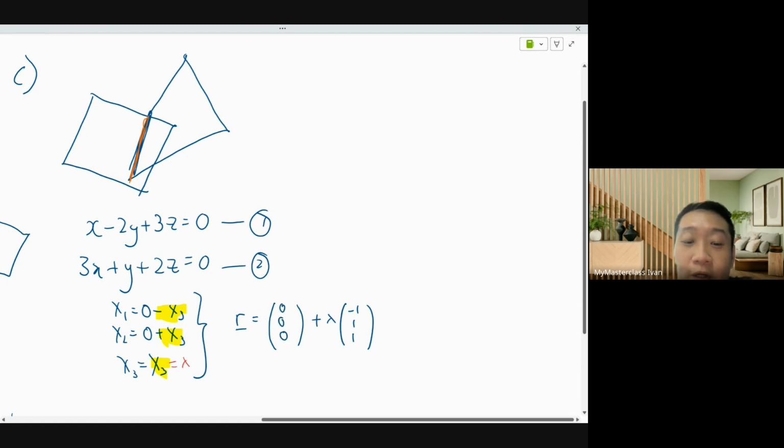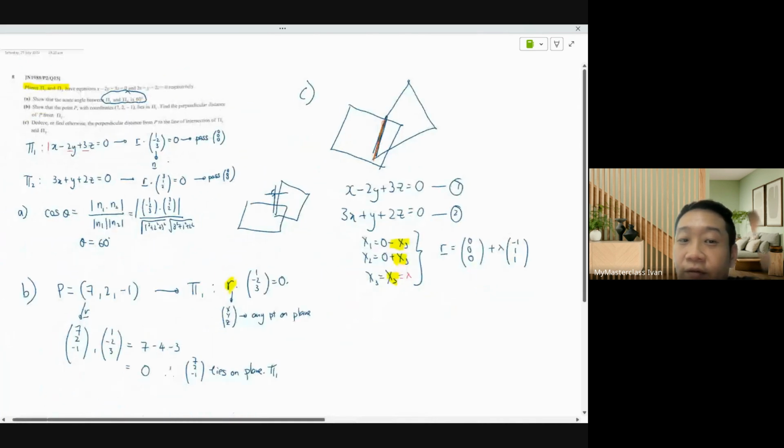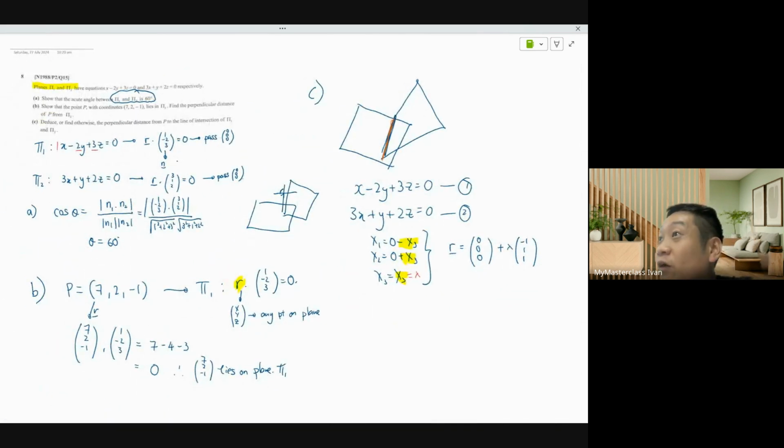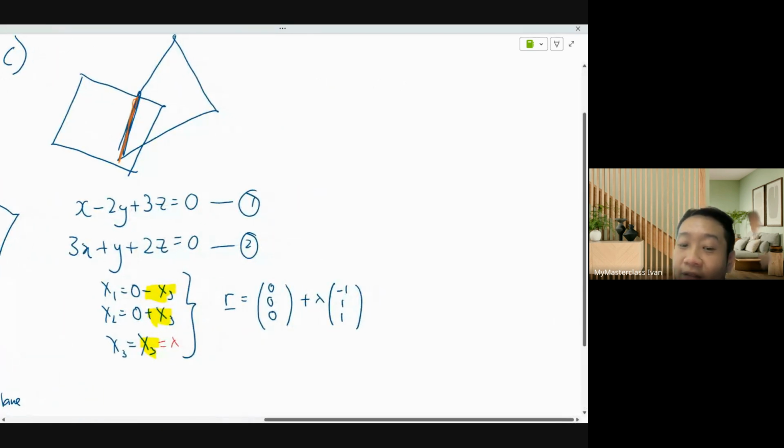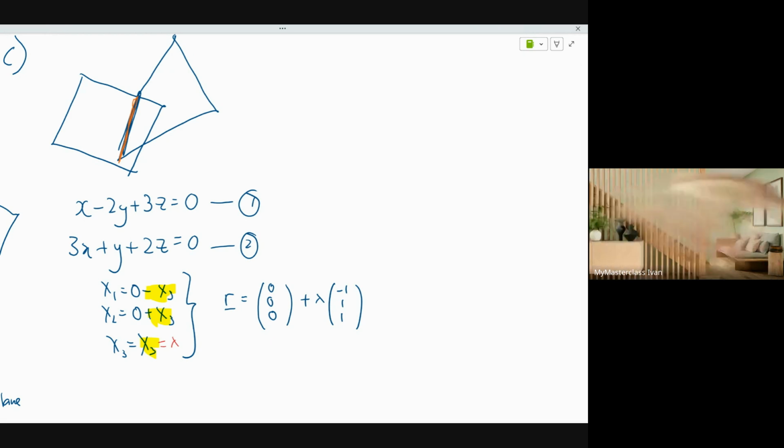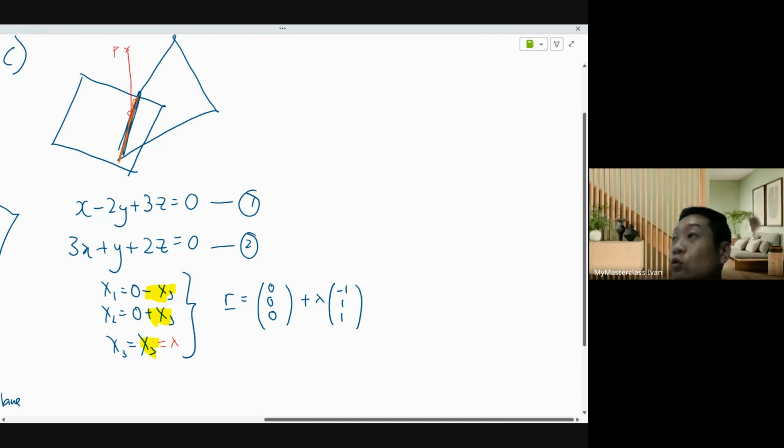0, 0, 0. Because at the start, we already established that both planes pass through 0, 0, 0. So 0, 0, 0 is a common point. Understand? So this is the line of intersection. The question can be very tricky because it asks for the perpendicular distance from P to the point of intersection of these two. You must infer that the intersection of two planes is a line.